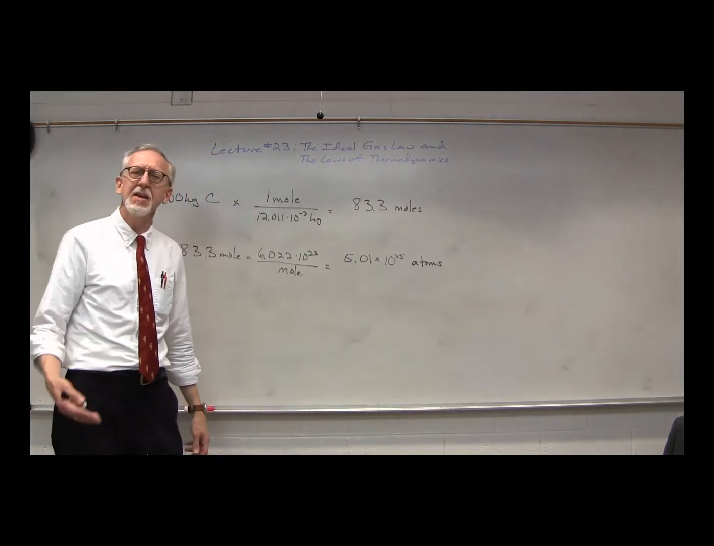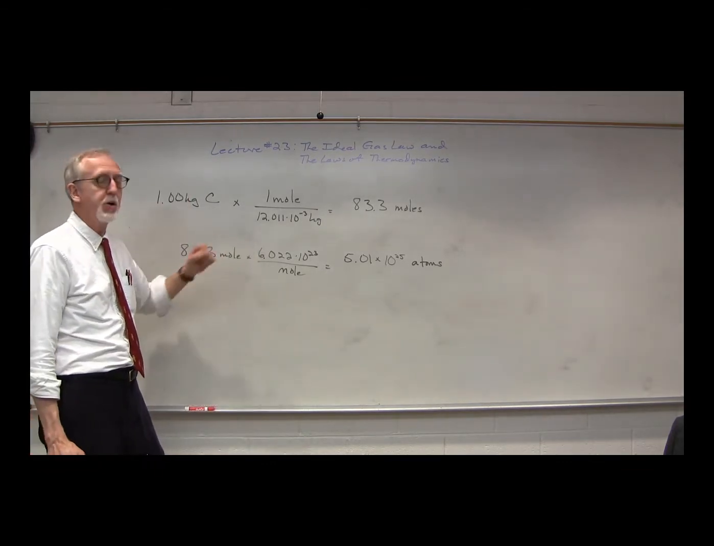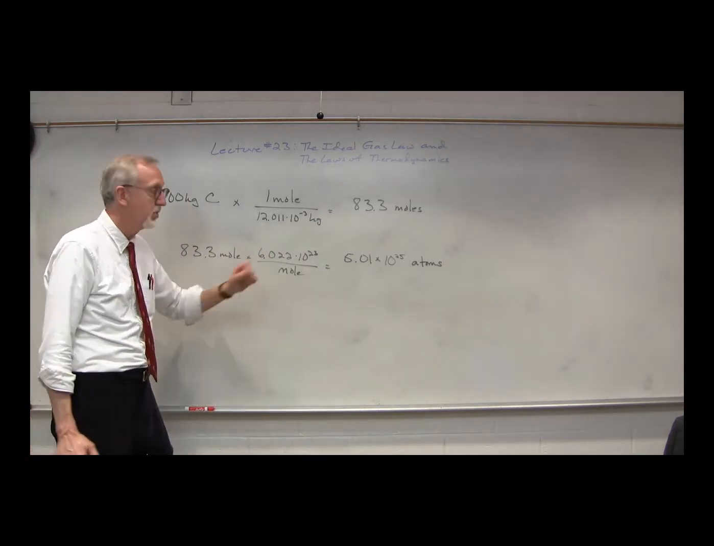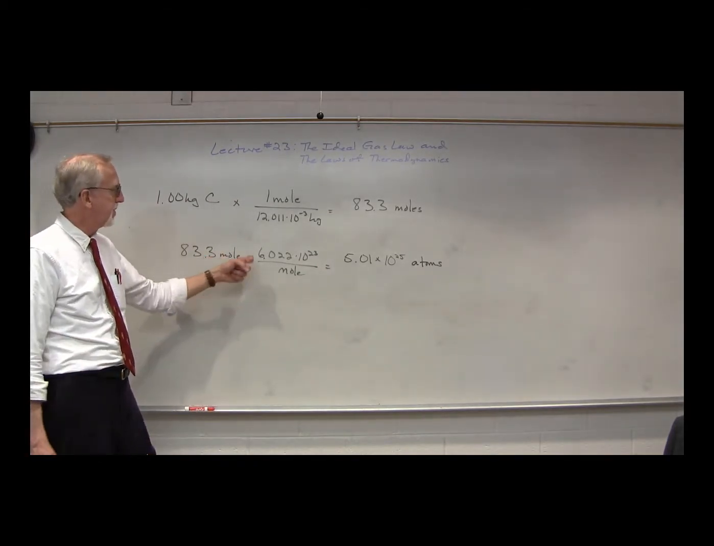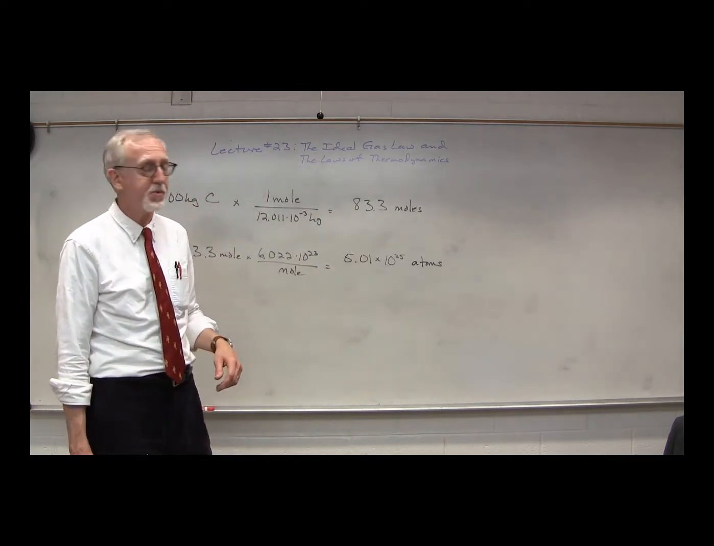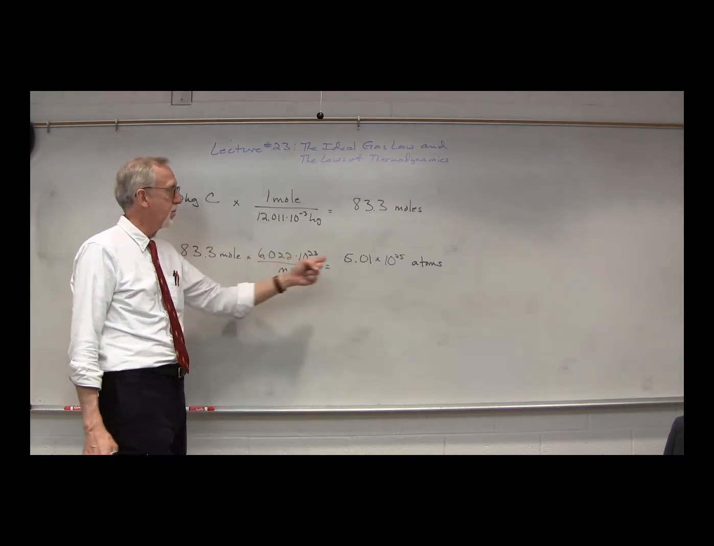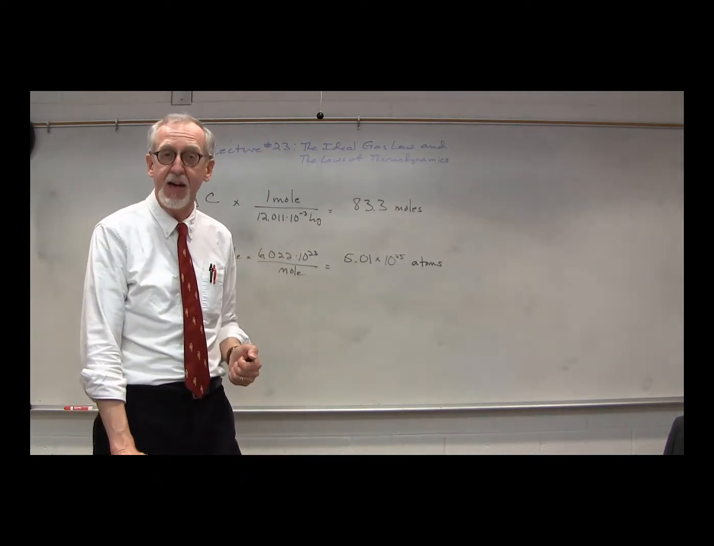Well, how many is that? What's the number? Well, we know that 1 mole is 6.022 times 10 to the 23rd particles, or atoms in this case. Multiplying that out, we get 5.01 times 10 to the 25 atoms. So 1 kilogram of carbon would correspond to about 5 times 10 to the 25 atoms.